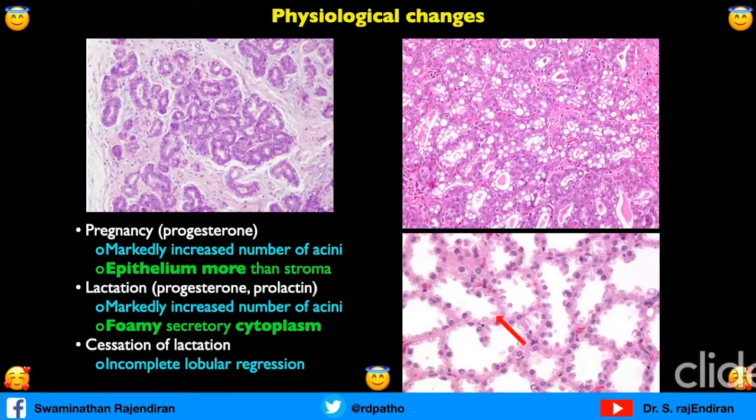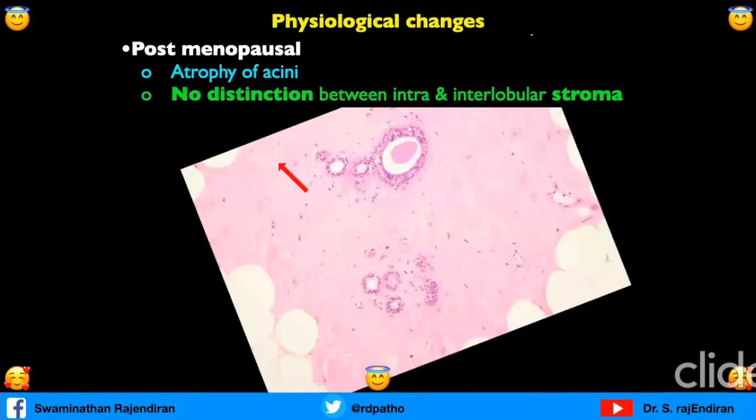After cessation of lactation, there is incomplete lobular regression. They never go back to normal, but are incompletely regressed. In postmenopause, after the function is done, there is atrophy of the acini. The intralobular and interlobular stroma are different in the reproductive age group, whereas in perimenarche and postmenopausal women, the distinction between them is lost and they look alike. So by looking at the H&E section of the slide, you can roughly say whether they are reproductive age group, postmenopausal or premenopausal.